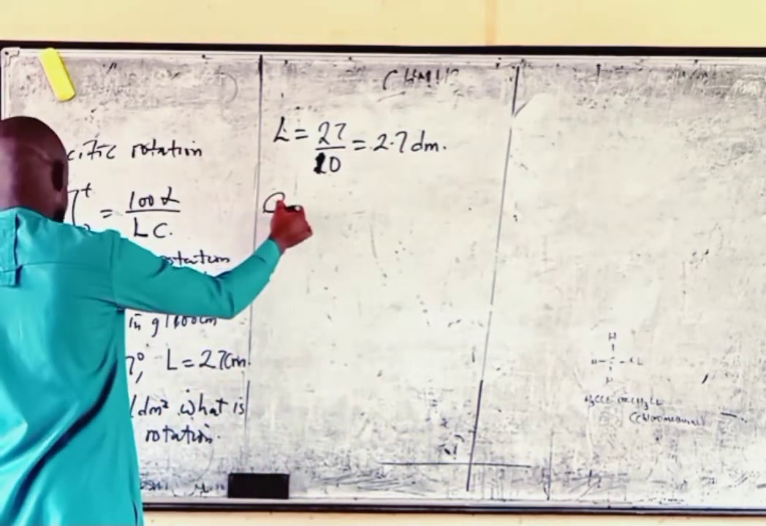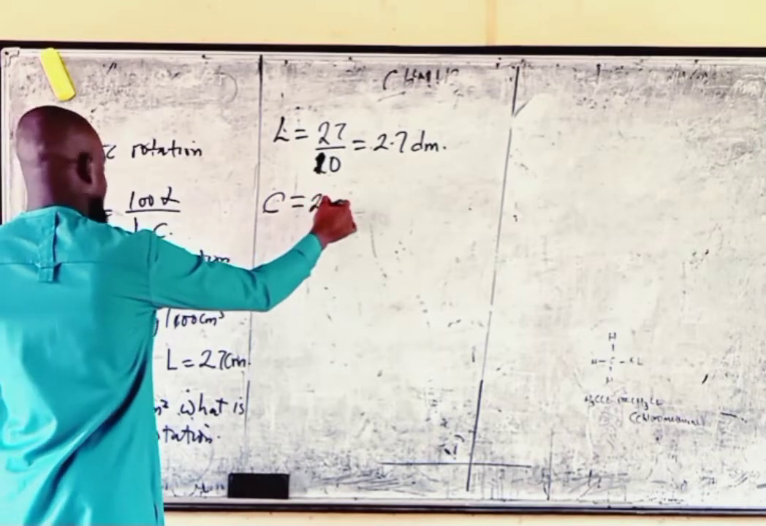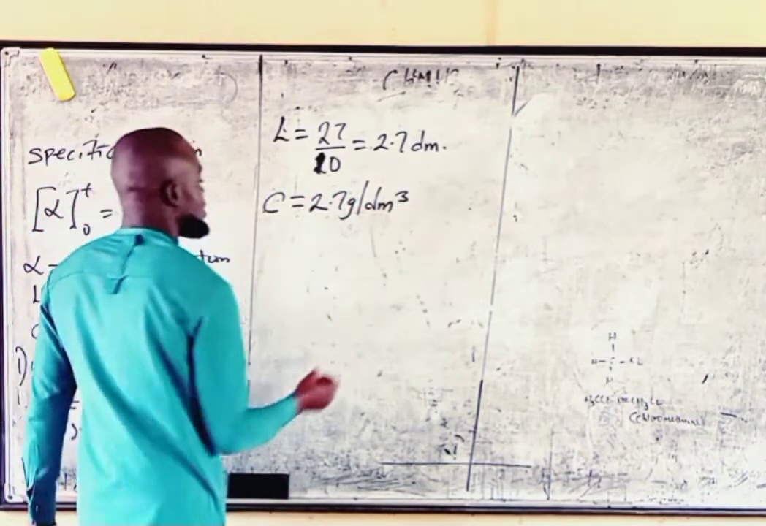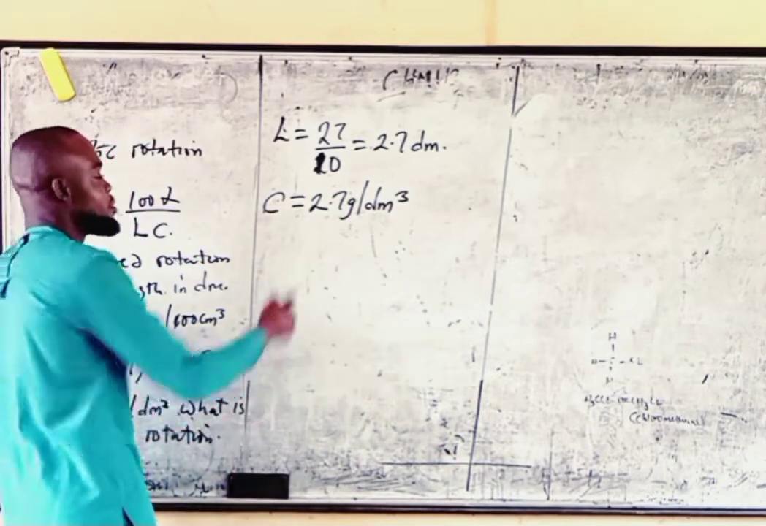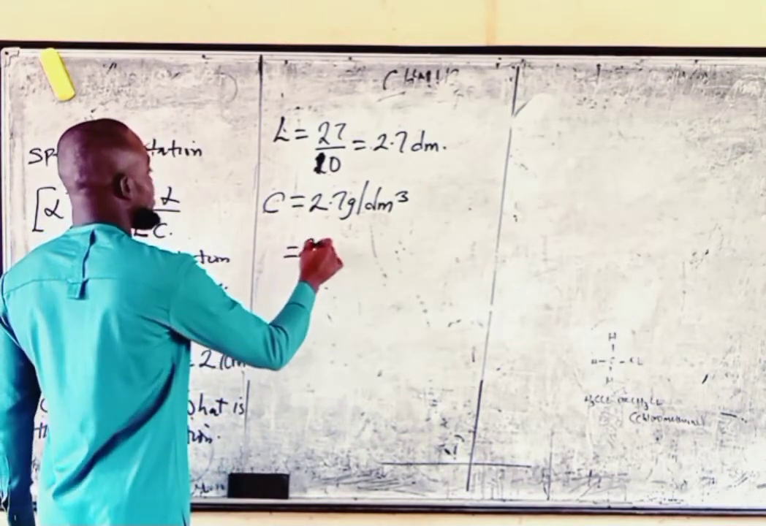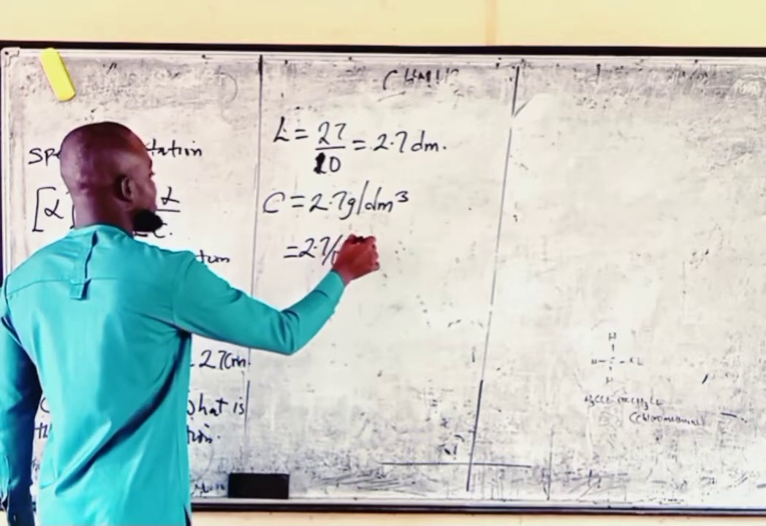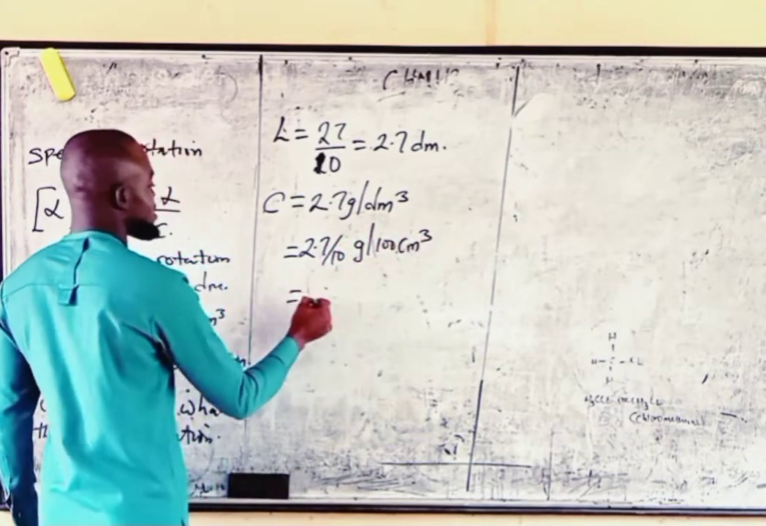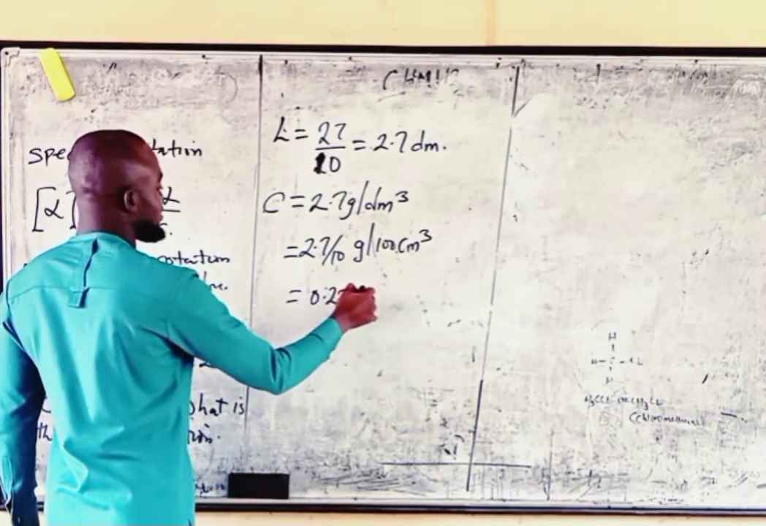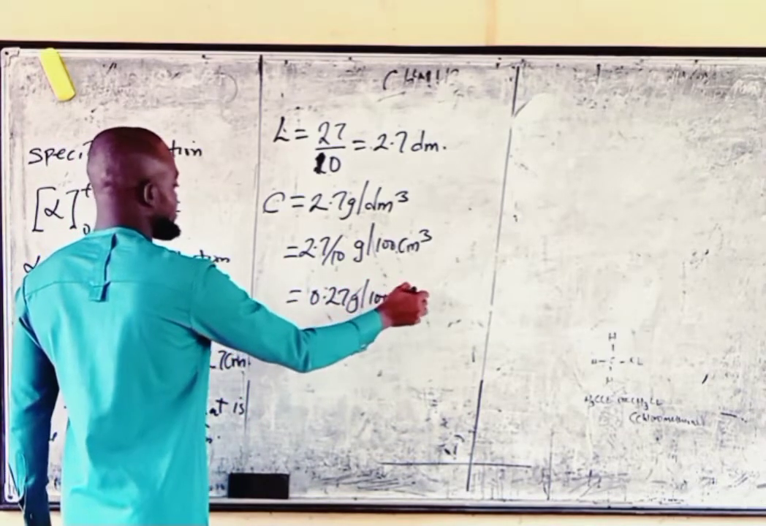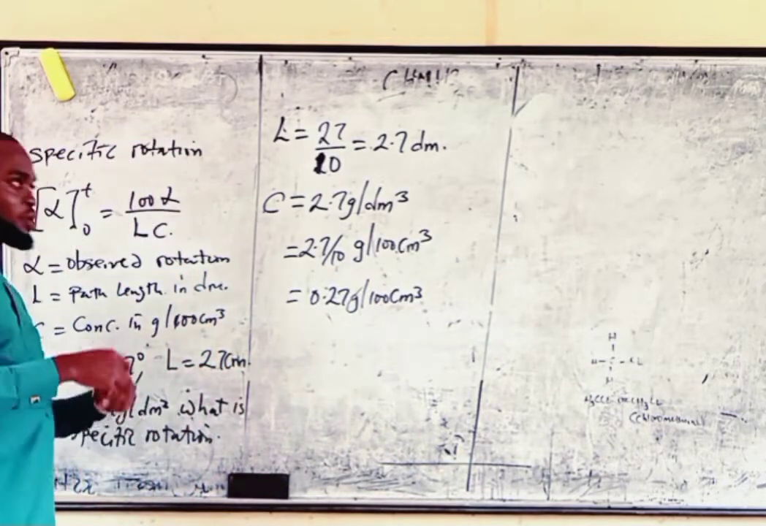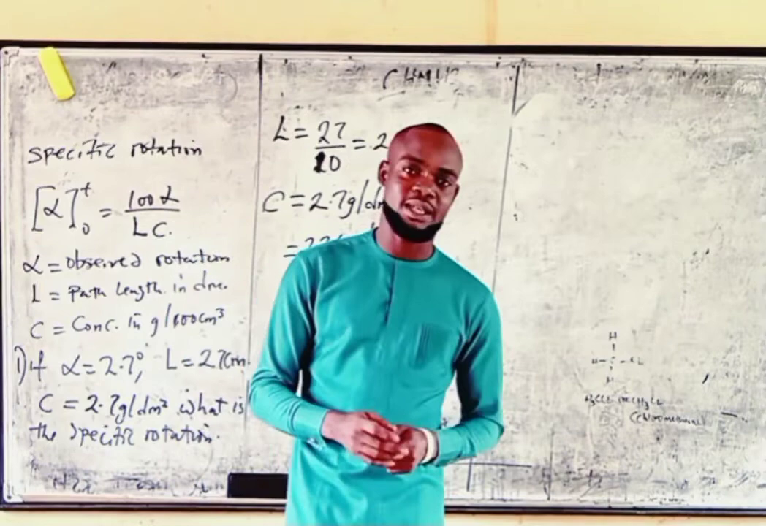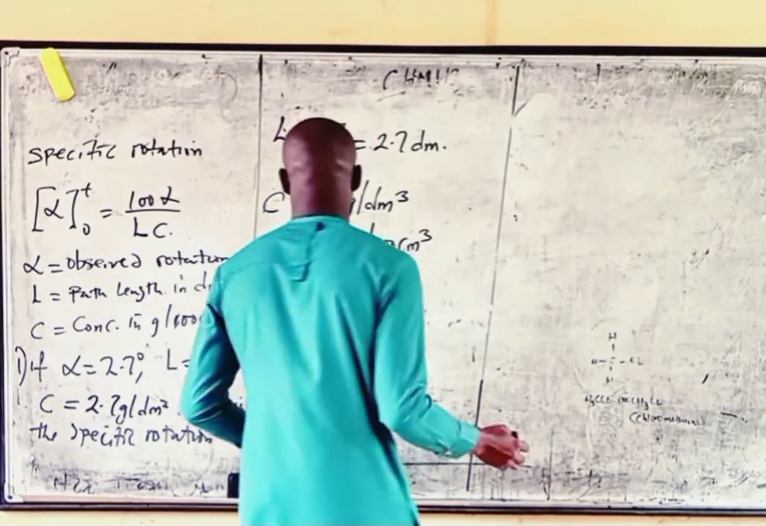Now the concentration is 2.7 grams per dm cube. To convert this to grams per 100 cm cube, you divide it by 10 as well. We will have 2.7 over 10, and it will now be in grams per 100 cm cube. So that will give us 0.27 grams per 100 cm cube. If you want to convert from grams per dm cube to grams per 100 cm cube, you divide by 10.